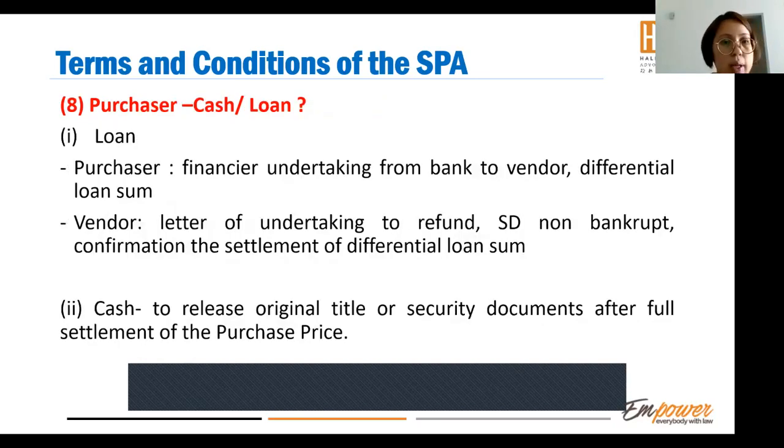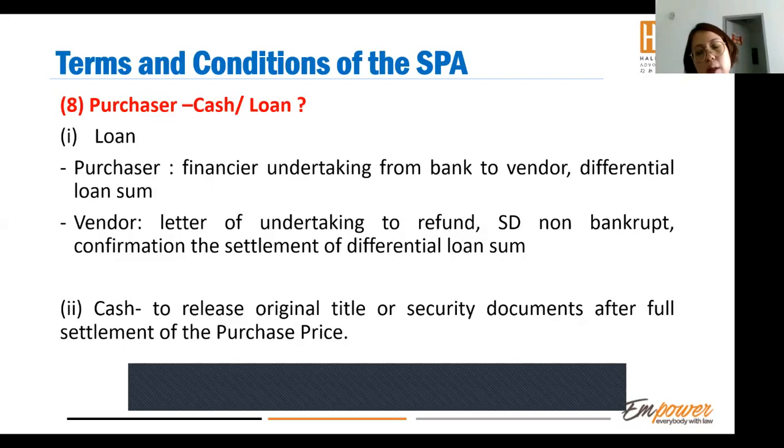The purchaser, sometimes they will pay by cash, sometimes they will pay by loan. So this one, we have to put the option in the agreement as well. If let's say Jason wants to pay by loan, what is the obligation of the purchaser if the purchaser wants to pay by bank financing, what we call the loan? The purchaser's lawyer or the purchaser's financing lawyer has to obtain a financial undertaking from the bank and deliver it to the vendor. And also the purchaser has to settle the differential loan sum if there is any.